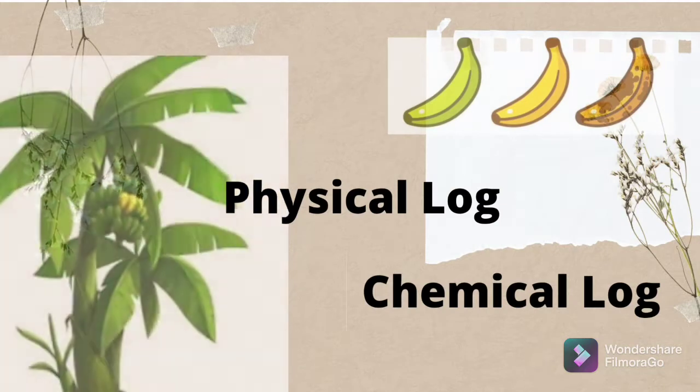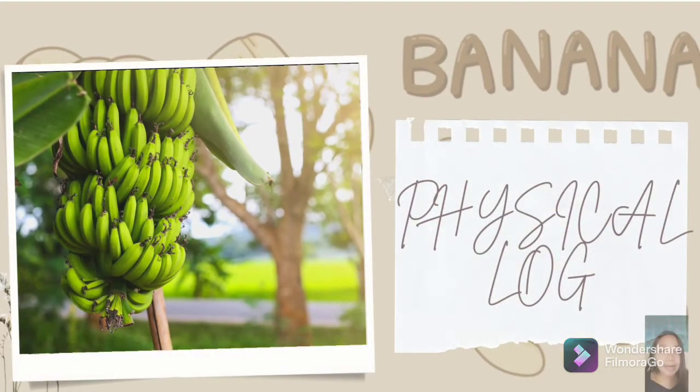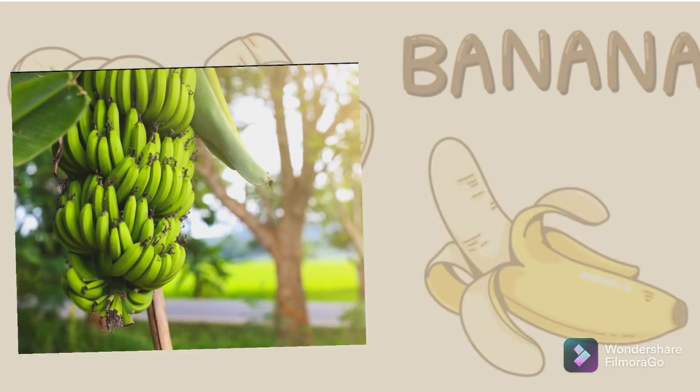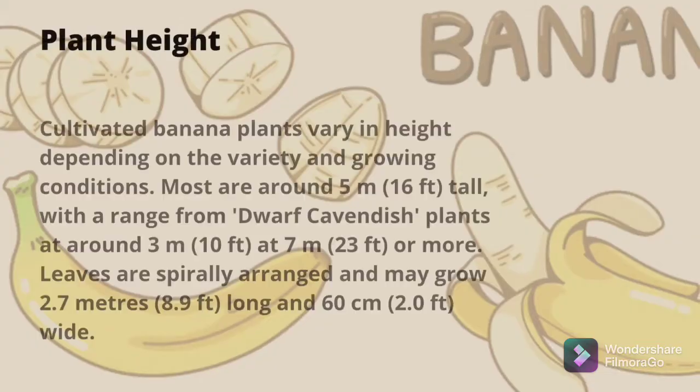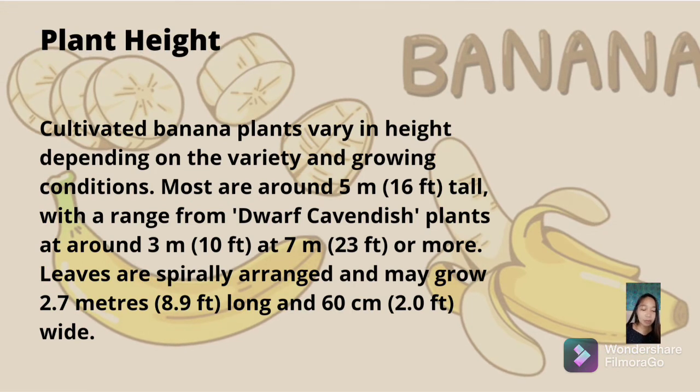Now, let's discuss the physical and chemical log of banana. Banana physical log. Let's talk about the plant height of banana. Banana plants vary according to variety and growing conditions. The majority are roughly 5 meters or 16 feet tall, ranging from 3 meters or 10 feet for dwarf Cavendish to 7 meters or 23 feet.